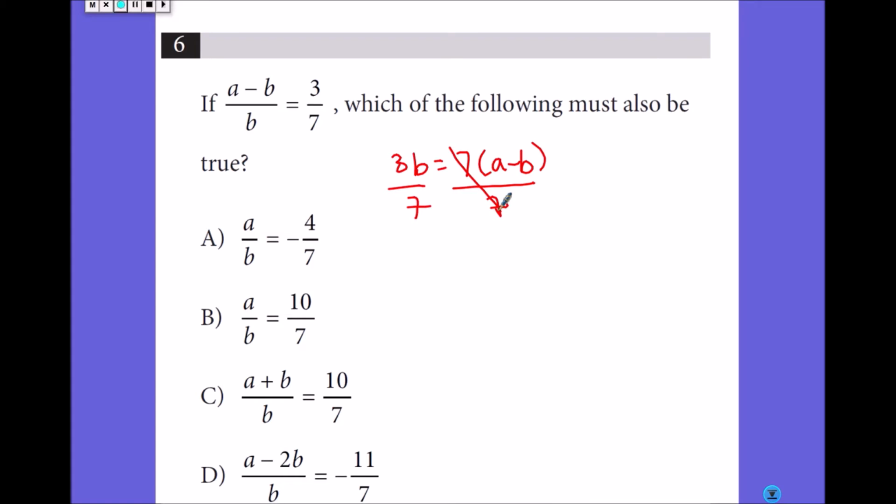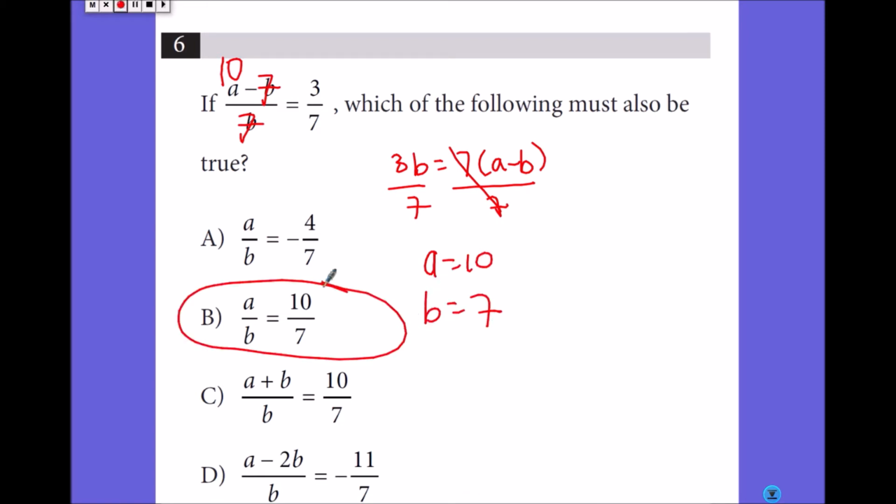So let's say b is 7. If b is 7, then a must be 10, right? So then 10 minus 7 is 3, and 7 is 7. So let's see. So a is 10, b is 7, so then B must be true, always.